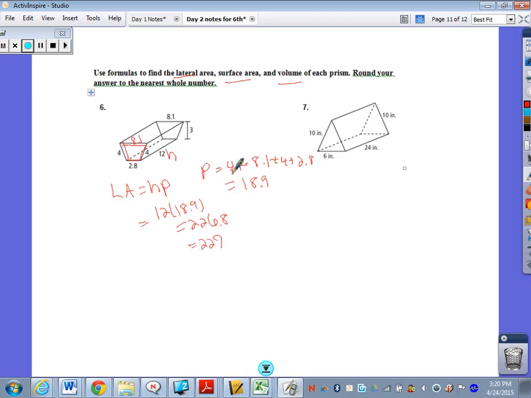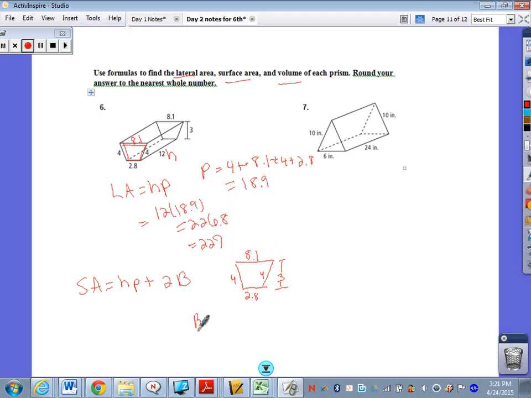Okay, then surface area is HP plus 2B. When I find big B, it's the area of the base. So I'm going to do the area of just the trapezoid. And if you notice in the back, they put 3 straight up and down, so that's my height. So I'm just focusing on this. And wherever it's straight up and down or your right angle, that's the height of the base.